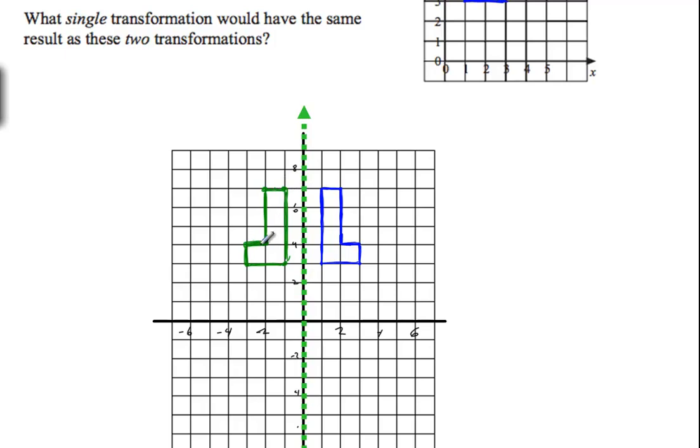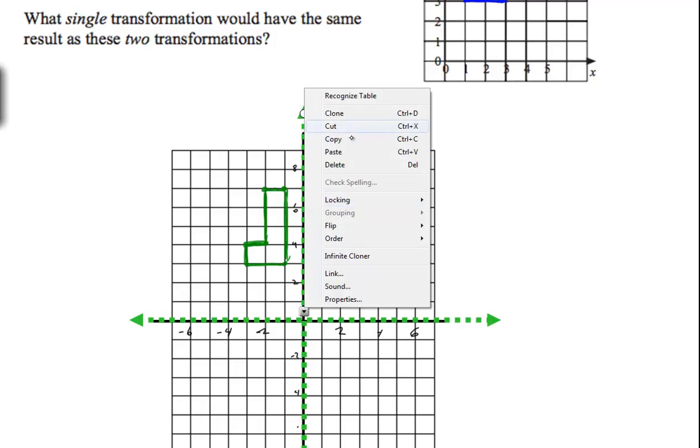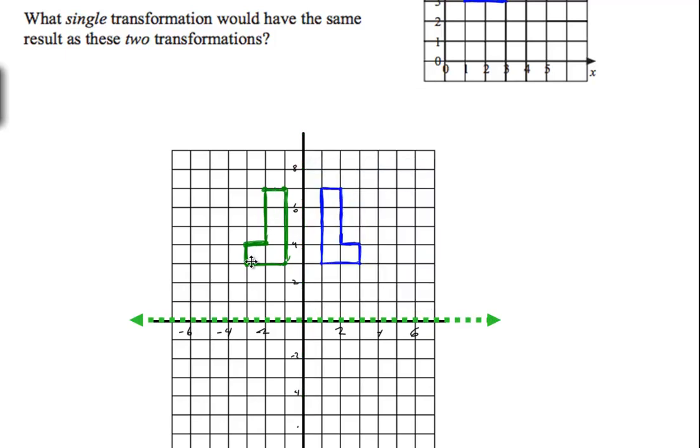And now what we're going to do is take this reflected image and reflect it in the x-axis. So we're going to reflect it along here in the x-axis. I'll just delete this one to make it more clear, alright? So this one will be reflected in the x-axis. We'll draw the image in red.